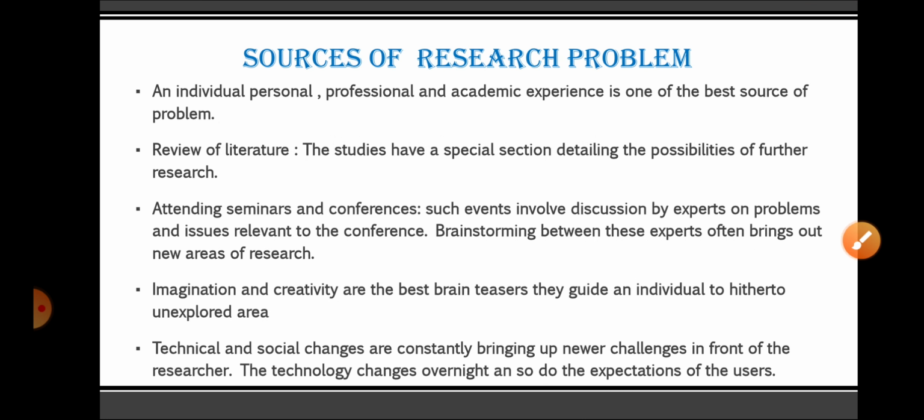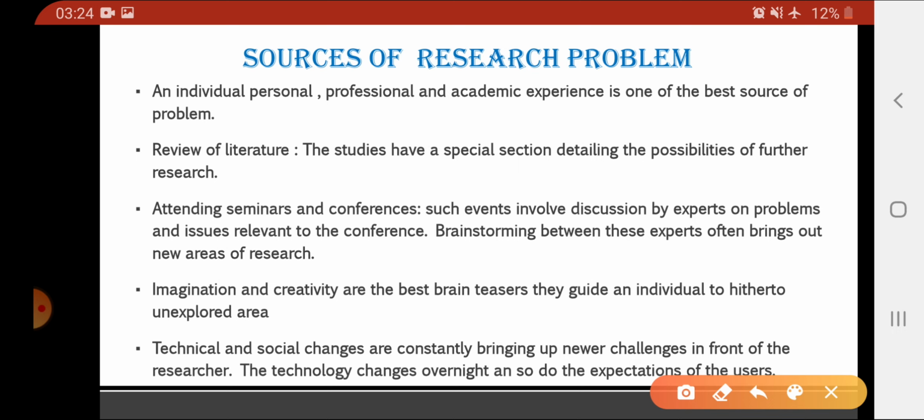Next are the sources of research problem. So the person who is doing the research, from where does he collect the information, and then come to the point to make a research? What are the sources from where he gets the research problem? It can be, if the researcher is an individual person, professional, or academician. An individual person can be you, me, or any other person who wants to do research on a problem he has faced in the practical world.